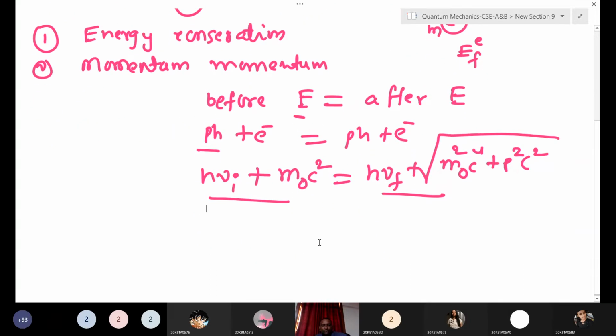First we used the energy conservation law, right? Up to here, is it clear to everyone? Up to now?